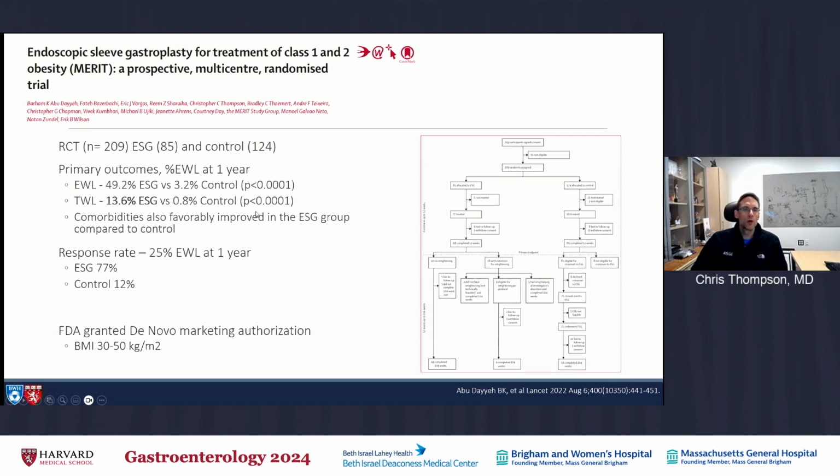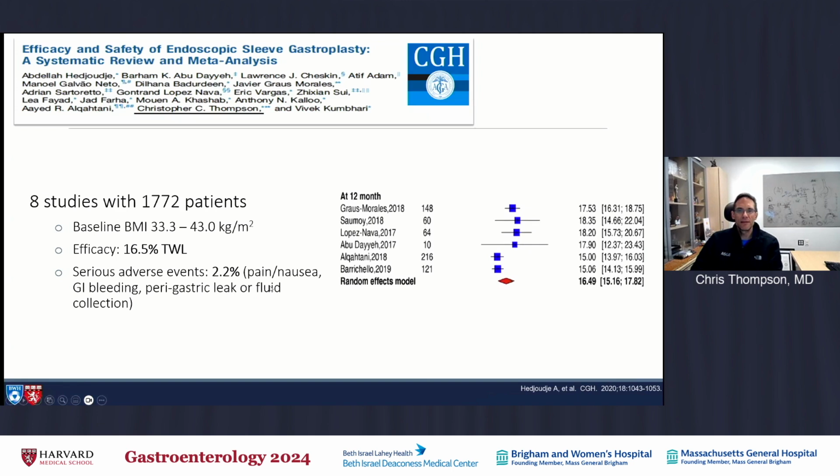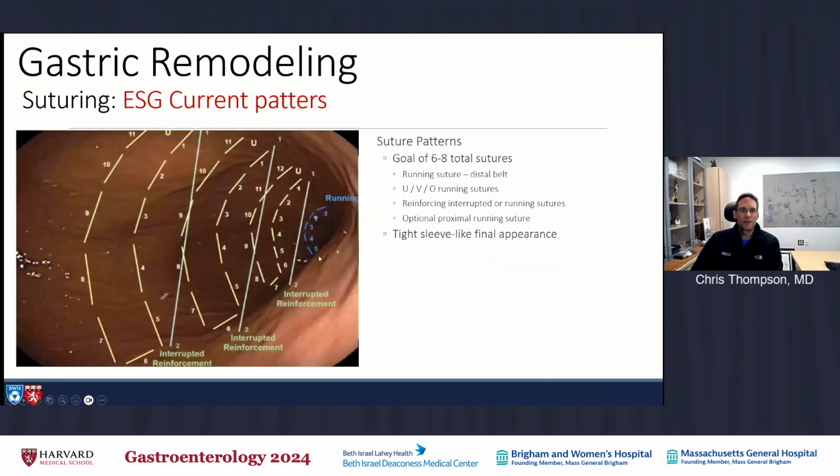And it got FDA approval, de novo marketing authorization. So this is an approved procedure now, and so it is being more widely used. This is a meta-analysis looking at 8 studies, over 1,700 patients, with 16.5% total weight loss at 1 year. So this is probably a safe number to quote if you're doing these procedures. Serious adverse event rate is about 2%, and the leak is the thing you worry about. The more you do, the better you get. Avoid the fundus, and there are all sorts of tips we'll talk about.